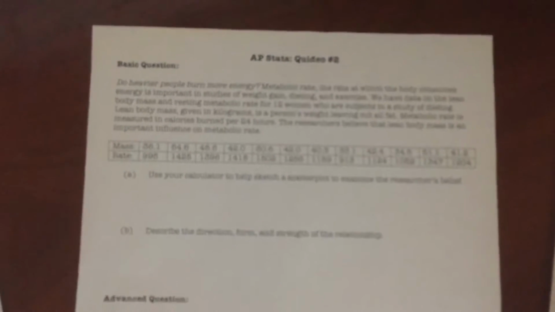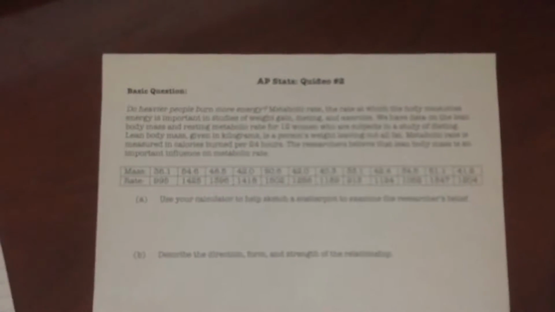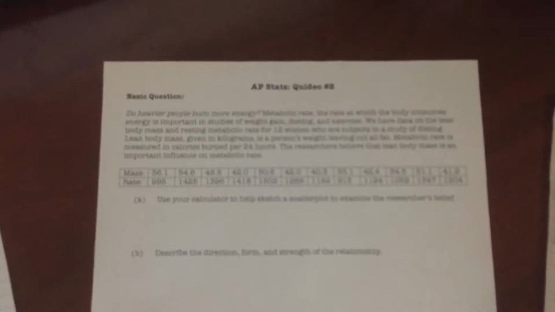This is video number 2, and the basic question asks whether the weight of 12 women correlates to the amount of calories that they burn. For part A, it asks us to make a scatter plot, which I have done here. On the x-axis you can see the weight of women represented in kilograms, ranging from 30 to 60 kilograms. On the y-axis you can see the calories burnt in a 24-hour period, ranging from 900 to 1600 calories. In this particular case, the weight of women is the explanatory variable and the calories burned in 24 hours is the response variable.